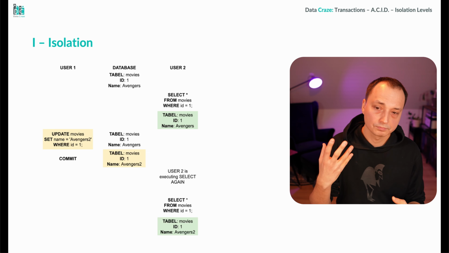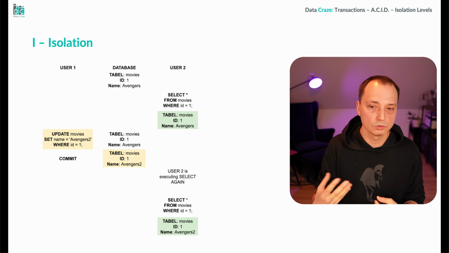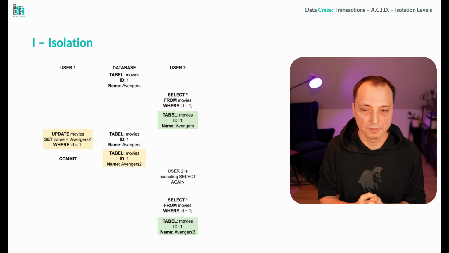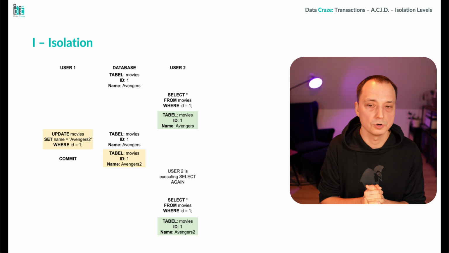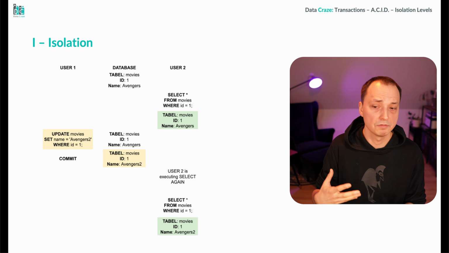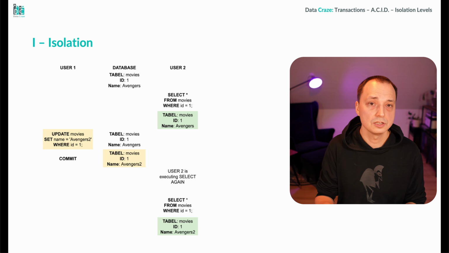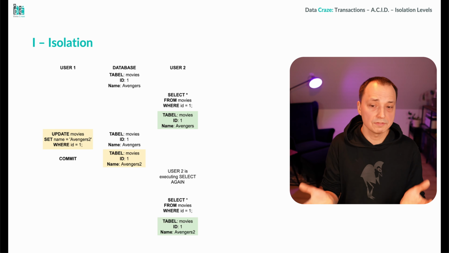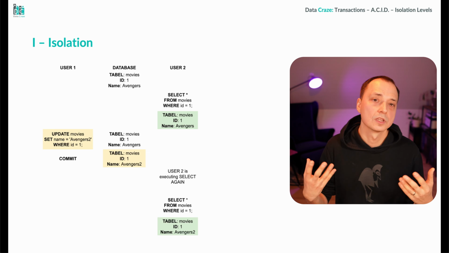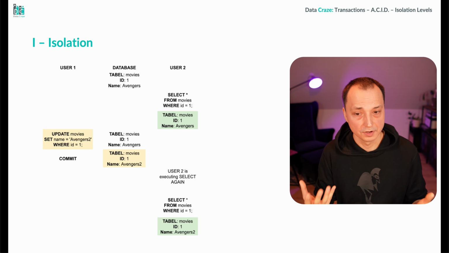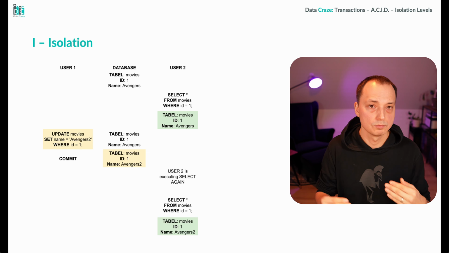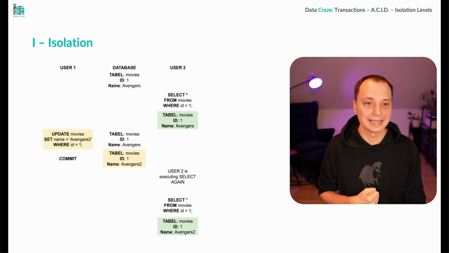So in our case, user 2 executed a select statement on the table movies to get ID 1 and got the result Avengers. So ID 1 was pointing to Avengers. Now user 1 is doing an update to this table and is changing the name to Avengers 2 for the same ID. Then he is doing a commit, so he is saving his operation to the database. When user 2 executes the select again, the result would be Avengers 2 instead of Avengers 1. So one transaction did not affect the other one as long as they were mutually exclusive, and we are going to talk about it in a second.